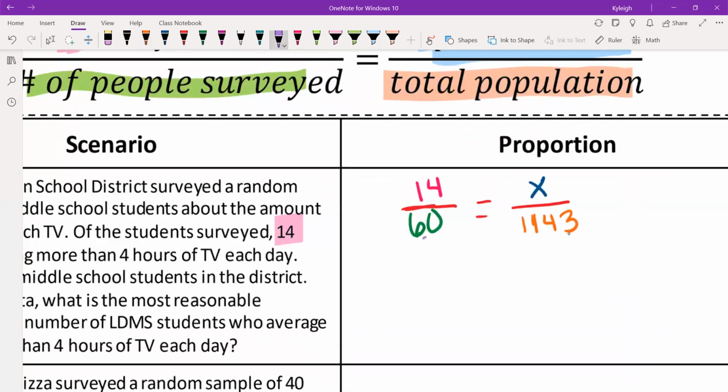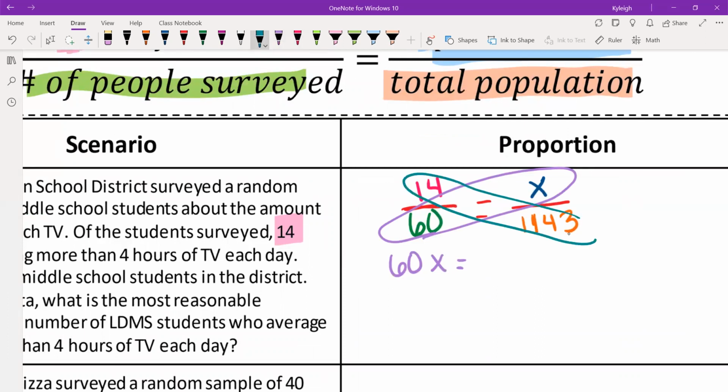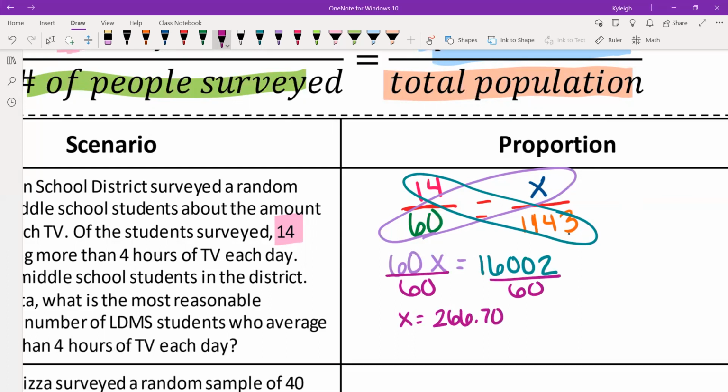Remember, we solve proportions by cross multiplying. 60 times X is 60X. And then figure out what 14 times 1,143 is. When you multiply that, you should get 16,002. And then we want to divide both sides by 60, and we get 266.70 when we divide those. Since it's an estimate, we're going to round it to the nearest whole number. So 267.